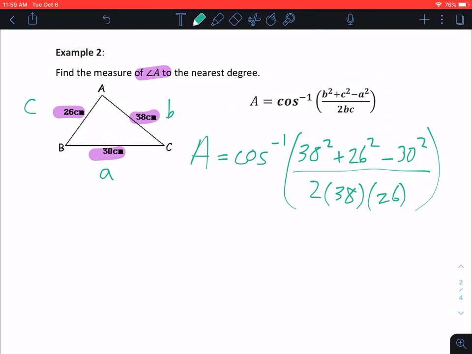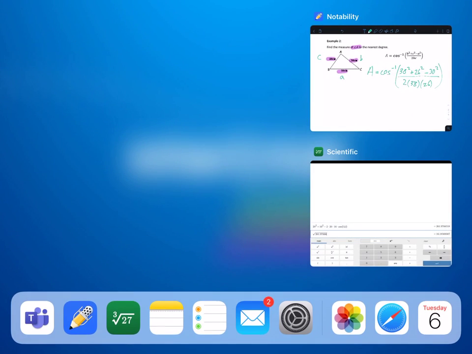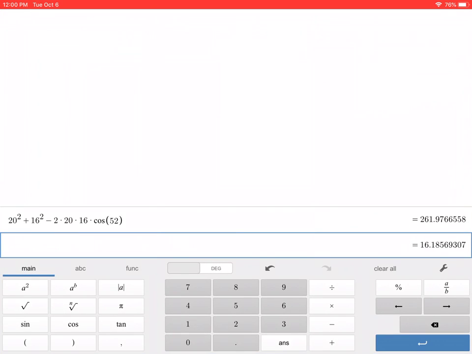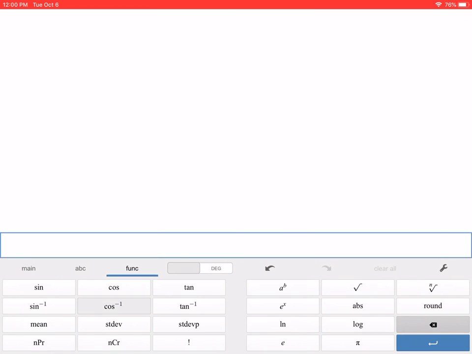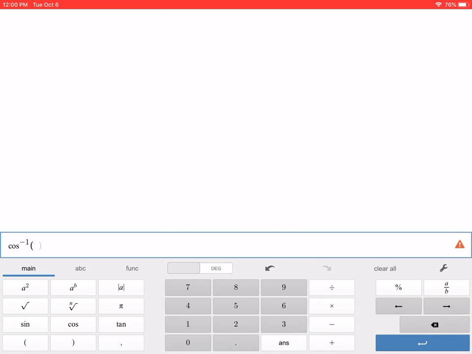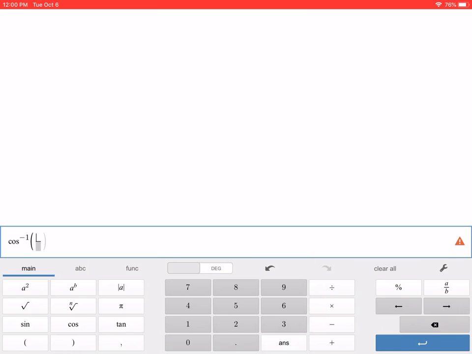Okay, and we want to see if we can put all of that into our scientific calculator. That way we don't have to calculate everything piece by piece. Okay, so let's take a look at that. So I'm going to hit the function button, and I'm going to type in inverse cos. And then I'm going to go back to my main. And what I'm going to do first is hit the division button. Okay, and now we have sort of a fraction inside this inverse cos.